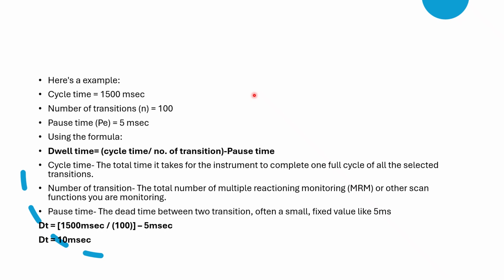Now the cycle time is the total time it takes for the instrument to complete one full cycle of all selected transitions. And number of transitions is the total number of multiple reaction monitoring (MRM) or other scan functions you are monitoring. And pause time would be the dead time between two transitions, often a small fixed value like 5 milliseconds. So dwell time is equal to 1500 milliseconds divided by 100, minus your pause time, that is 5 milliseconds. So your dwell time here is 10 milliseconds.